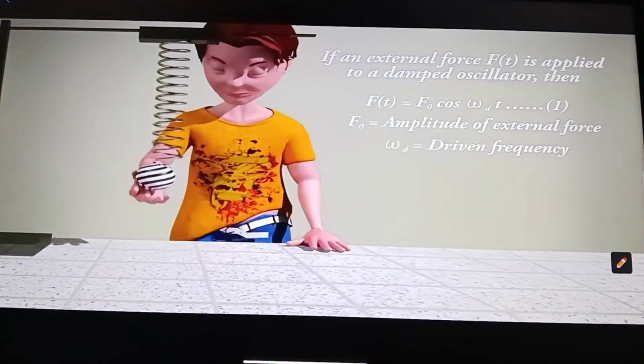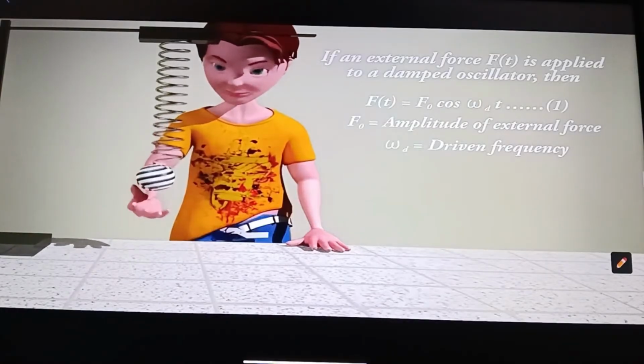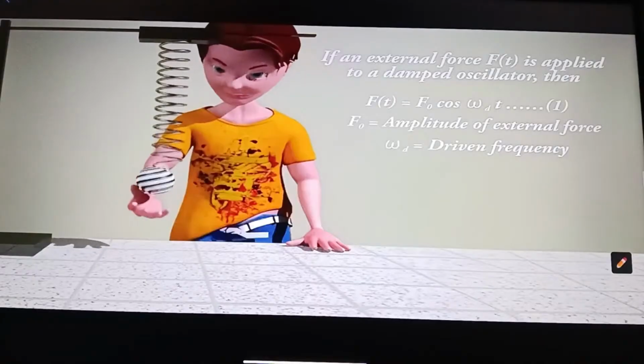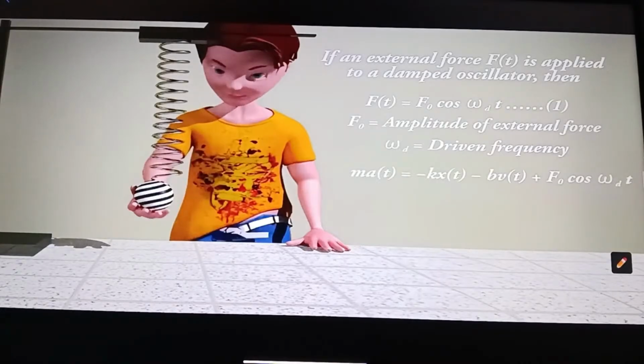The motion of a particle under the combined action of a linear restoring force, damping force, and a time-dependent driving force, as represented by equation 1, is given by m a(t) is equal to minus k x(t) minus b v(t) plus F naught cos omega d t. That is, m d square x upon dt square plus b dx upon dt plus kx is equal to F naught cos omega d t. Let us label this as equation 2.